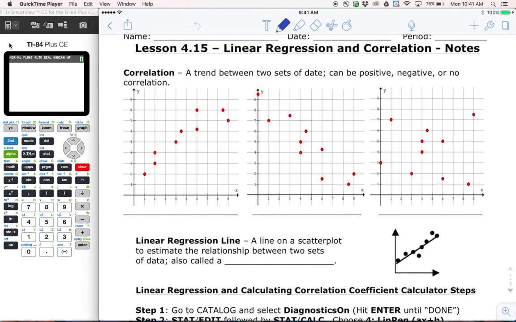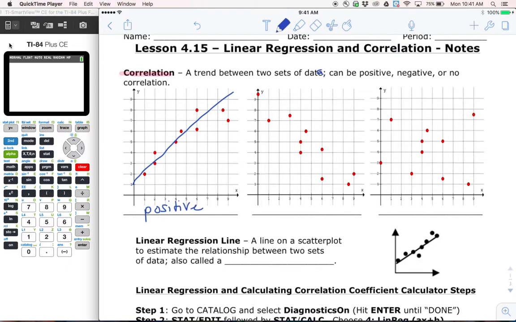Now in the past, all the equations that we've gotten have been for perfect linear points. Take a look at these three graphs that we have below. We're going to talk a little bit about correlation. Correlation is just a trend between two sets of data. It can be positive, negative, or no correlation. And it's just like what you would imagine if you think about what we know about slope. So for these points, they're tending to go up and right, which creates a positive slope, right? So we would say that these dots have positive correlation.